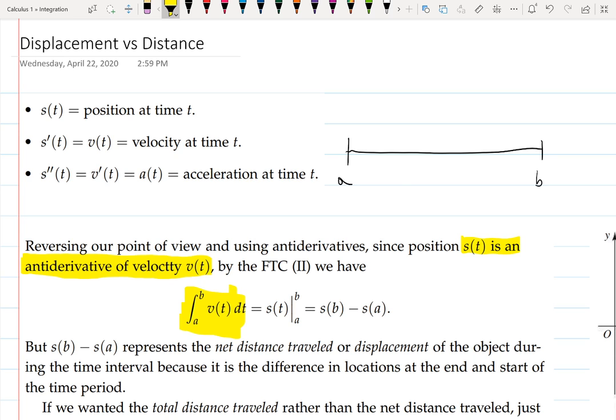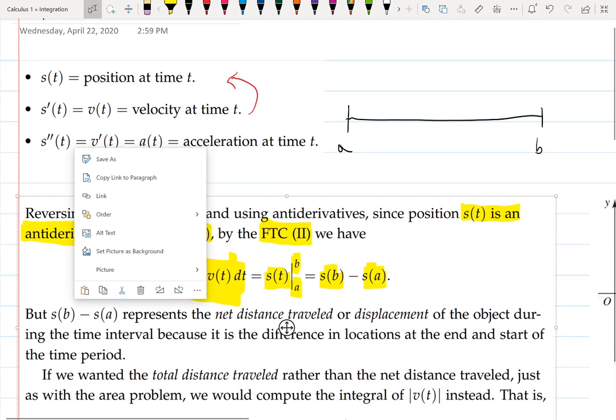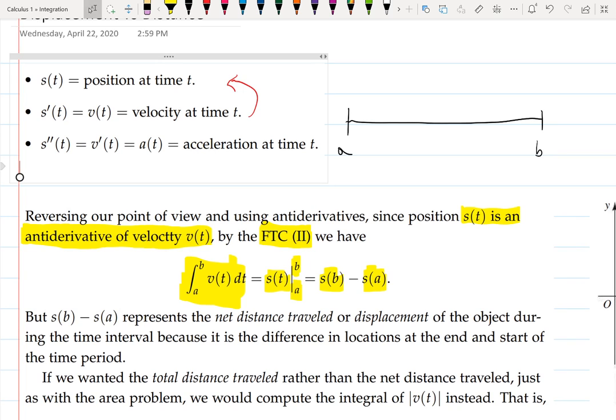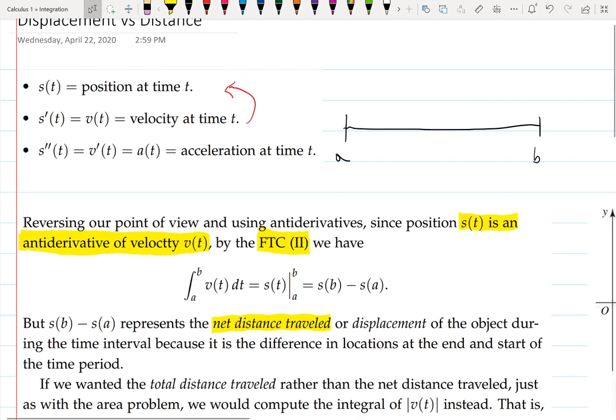The antiderivative of v, that basically means we're going from here to here, reversing the process, is the position function s of t, but from a to b. So we plug the top minus the bottom, we know that. That's the fundamental theorem of calculus, part 2, FTC. But s of b minus s of a represents the net distance traveled. And that's a new thing to remember. Net distance, or net change, or displacement, that's what we start with.